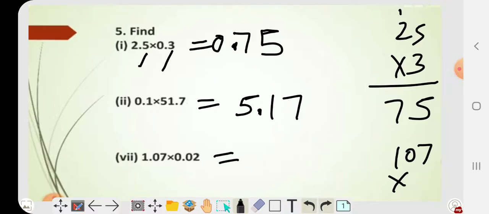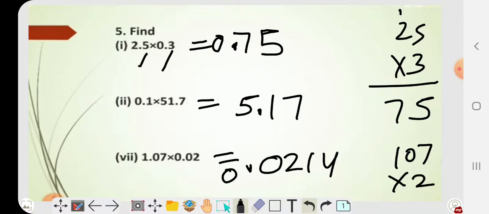So what we will do, we have got 214, so only 3 numbers are there, we have to make 4, so we will just put 0 and we will put the decimal then. So we can write 0.0214.